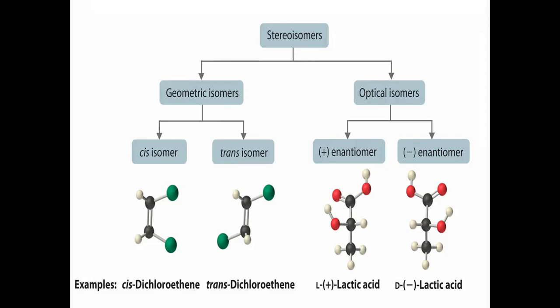So in optical isomerism, there are enantiomers. Enantiomers are non-superimposable mirror images, optical isomers. There are levo and dextro. This is the example of lactic acid. So there is a levo and there is a dextro. L stands for levo, D stands for dextro.